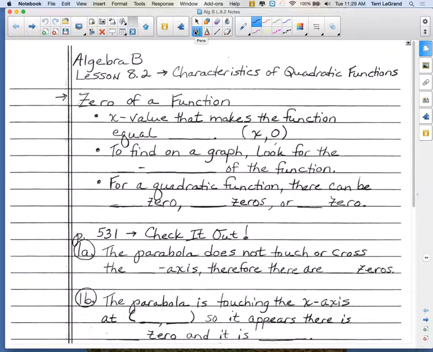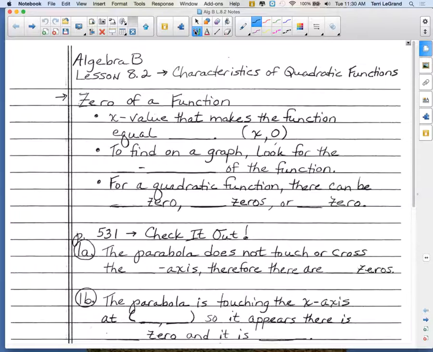Okay, so today the lesson title says we have to talk about characteristics of quadratic functions. In reality, we've already started talking about some of the characteristics of quadratic functions. Let's go through a quick review of what we already know about quadratic functions. What can we count on with a quadratic function that we already know?